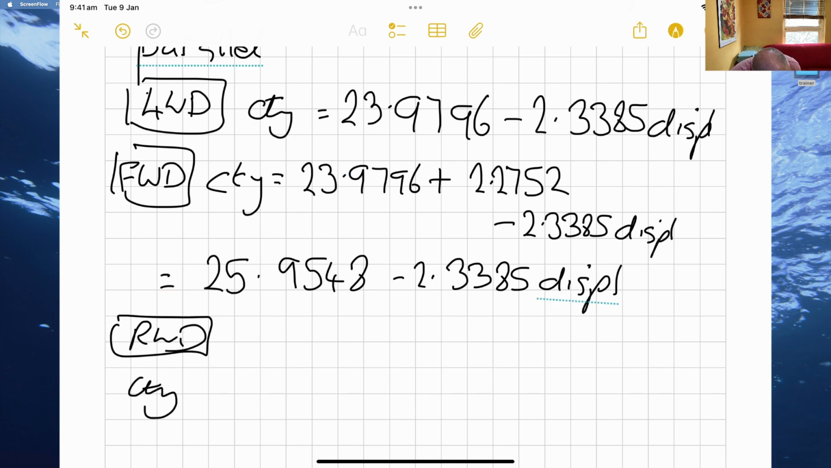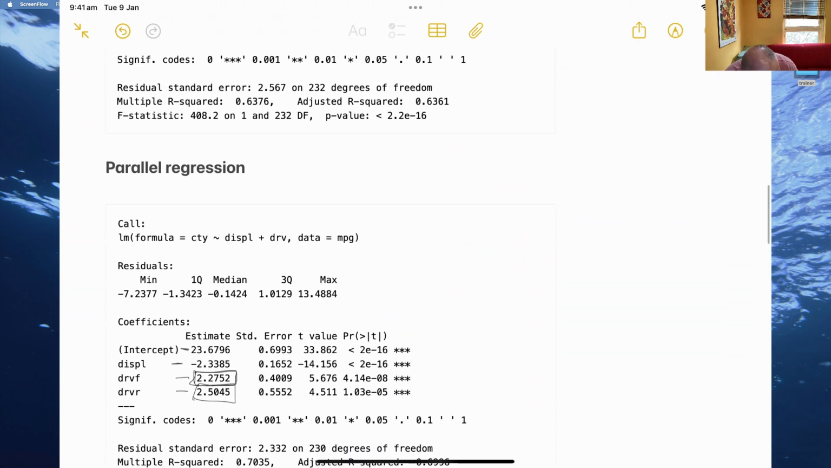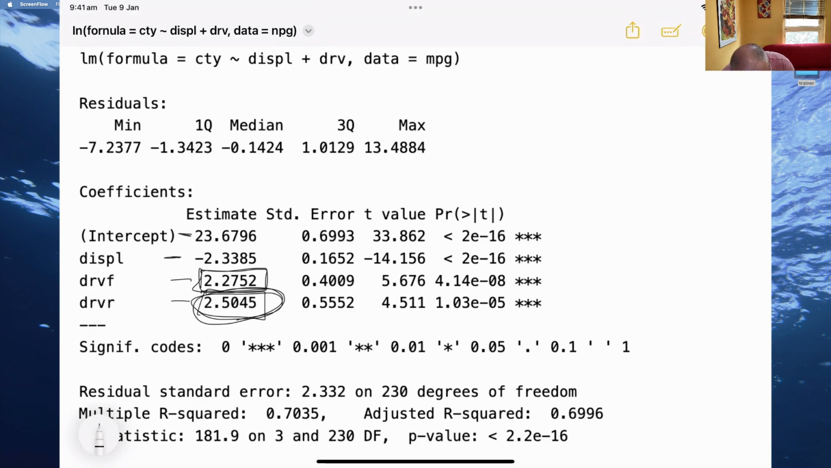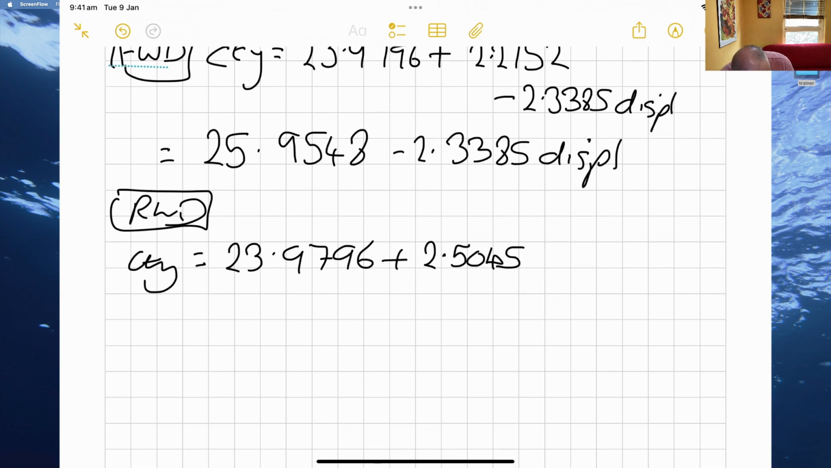So it's CTY equals our intercept 23.9796 plus the 2.5045. Let's quickly do a sanity check to make sure that that matches what we think. Yep, it's that number here, which is good. Minus, well, a little bit deja vu, 2.3385 displacement. And we do that calculation.